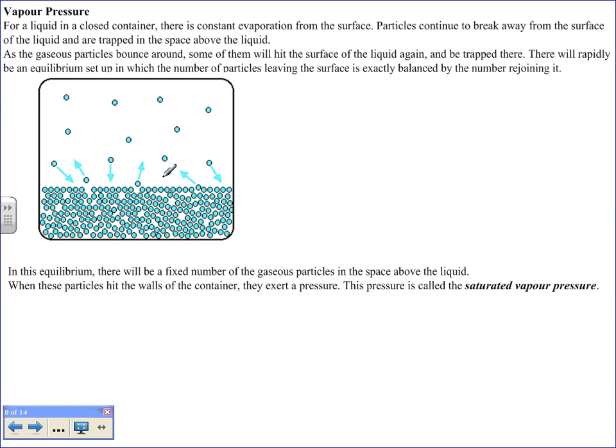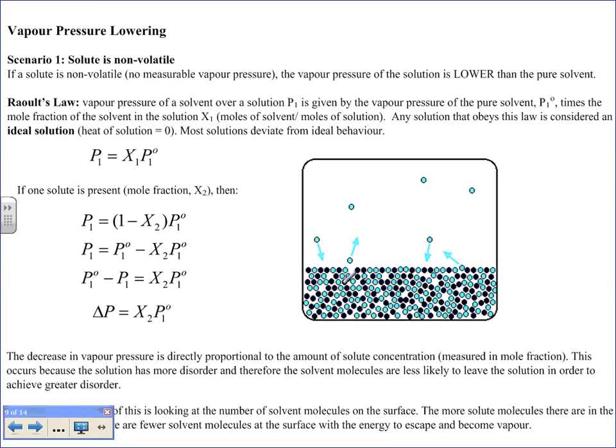We think of this gas pushing on the outside of the container. The pressure of this gas that lies above the liquid is called the vapor pressure. What we're going to look at as a colligative property is the effect of adding a solute to a solvent on the vapor pressure. When you add a solute to a solvent, the vapor pressure is actually lowered.